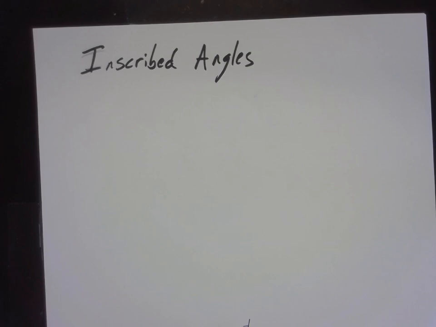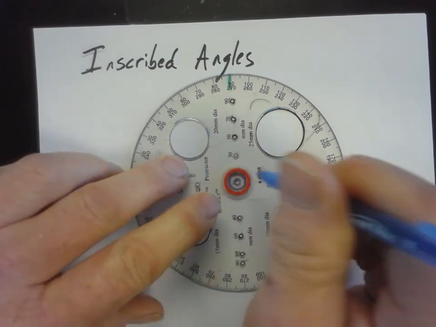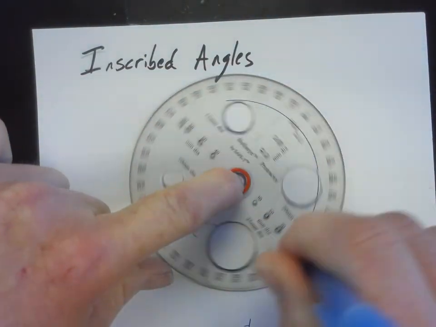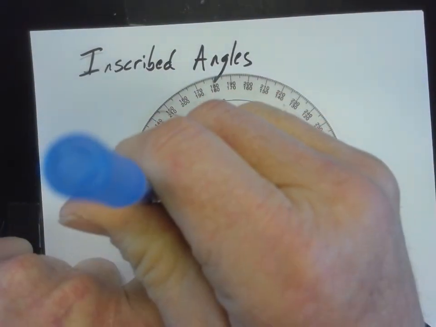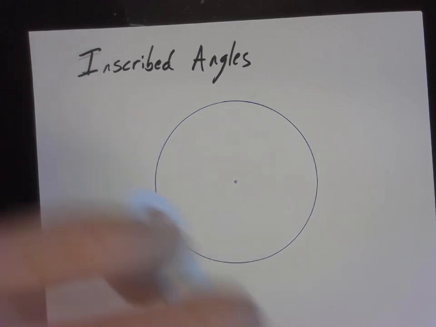Okay, so we've talked about central angles. Today we're going to talk about inscribed angles. So let me just show you what we're talking about. A central angle comes from the center and intercepts an arc.